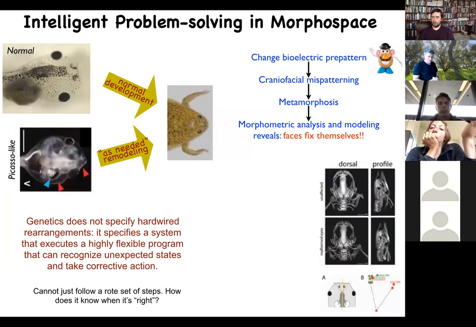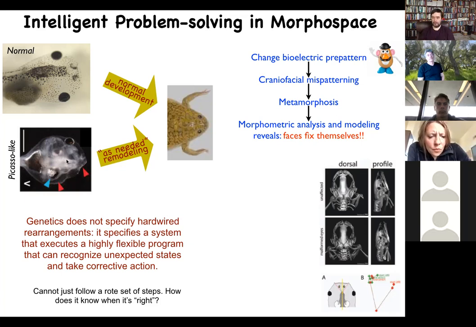Here's a tadpole. Here's the brain, here's the gut, here are the eyes, here are the nostrils. In order for this tadpole to become a frog, it has to move the various organs around. The eyes have to move forward, the jaws have to come out, everything has to move. It was thought that all tadpoles look the same and all frogs look the same, so as long as everything is a hardwired set of movements, you should get a normal frog from a normal tadpole. So what we did was we made so-called Picasso tadpoles.